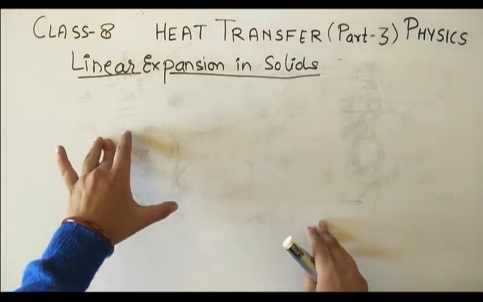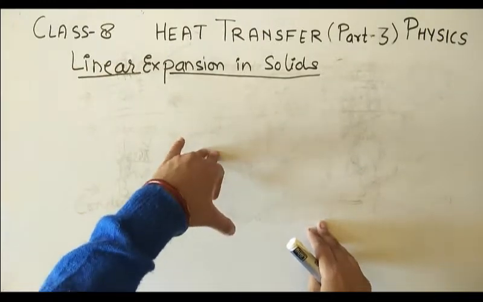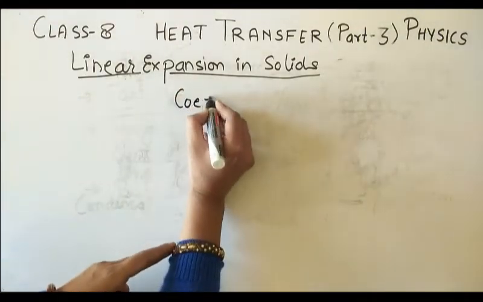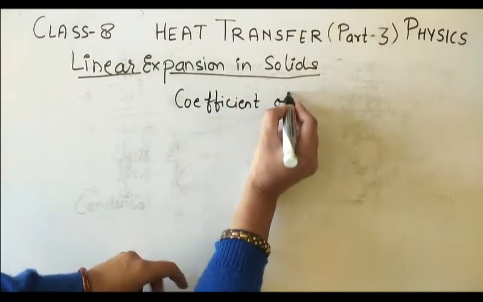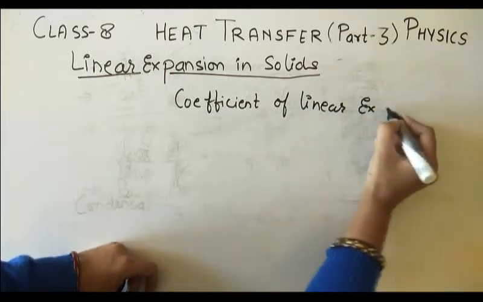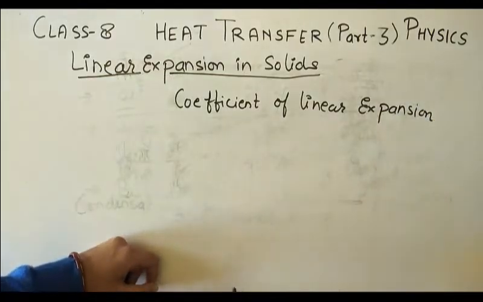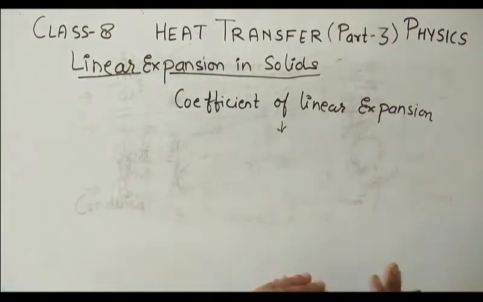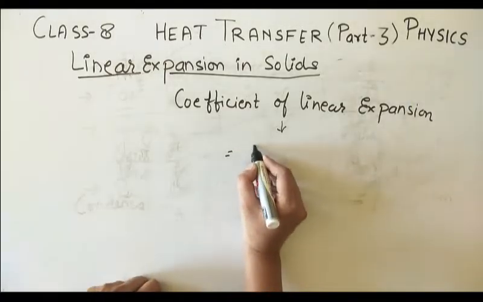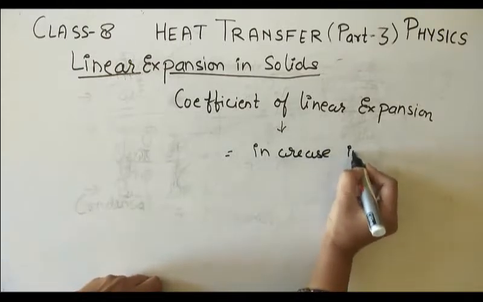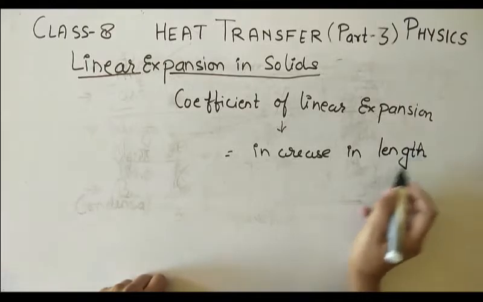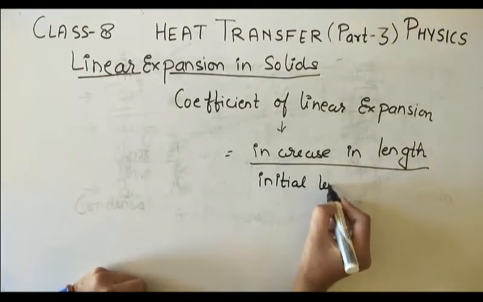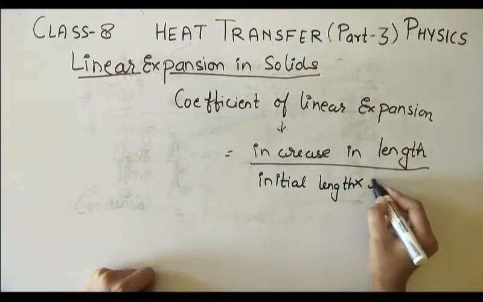Whenever we measure how much increment takes place in an object, that is known as the coefficient of linear expansion. What is that? Coefficient of linear expansion. So what is the coefficient of linear expansion? It is the increase in length divided by the initial length, multiplied by the rise in temperature.